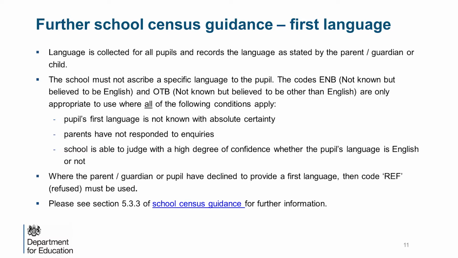The codes EMB, not known but believed to be English, and OTB, not known but believed to be other than English, are only appropriate to use where all of the following conditions apply. The pupil's first language is not known with absolute certainty. The parents have not responded to inquiries. The school is able to judge with a high degree of confidence whether the pupil language is English or not. Where the parent, guardian or pupil have declined to provide a first language, then the code for refused must be used.